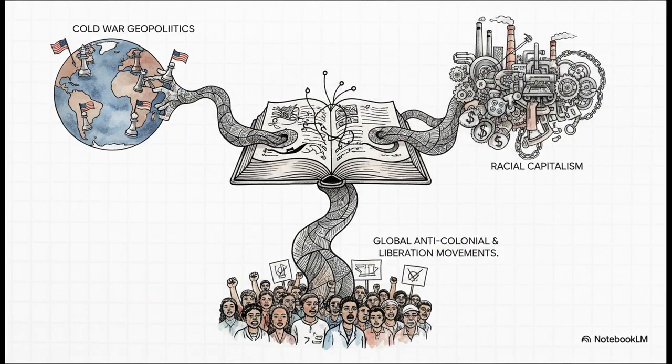And what's brilliant here is how this shows that the system shaping Hughes's career wasn't just an American thing. No, it was deeply plugged into global dynamics. His art was being used as a tool in Cold War diplomacy. His career was shaped by the fundamental economics of racial capitalism. And his work was in constant conversation with anti-colonial and liberation movements happening all over the planet. You really can't understand one piece without seeing the others.